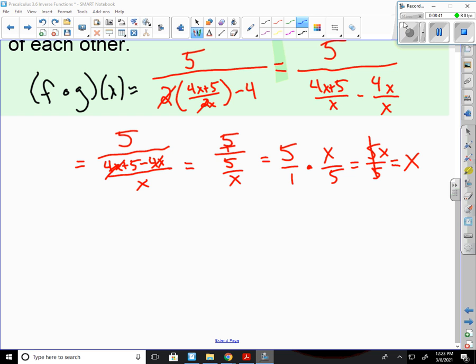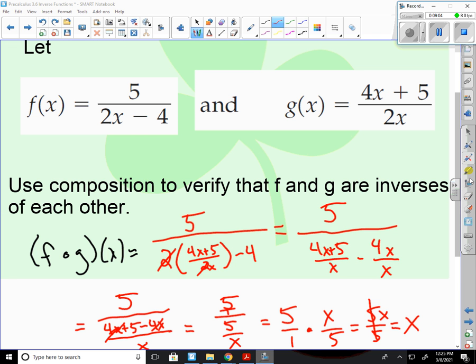All that just to get halfway done. Isn't that nice? So now we need to do g of f of x. And I want you to try to do that one on your own. And then we'll go over it in a second. So in this case, I'm taking my f of x and I'm plugging it in everywhere I see an x in g of x.